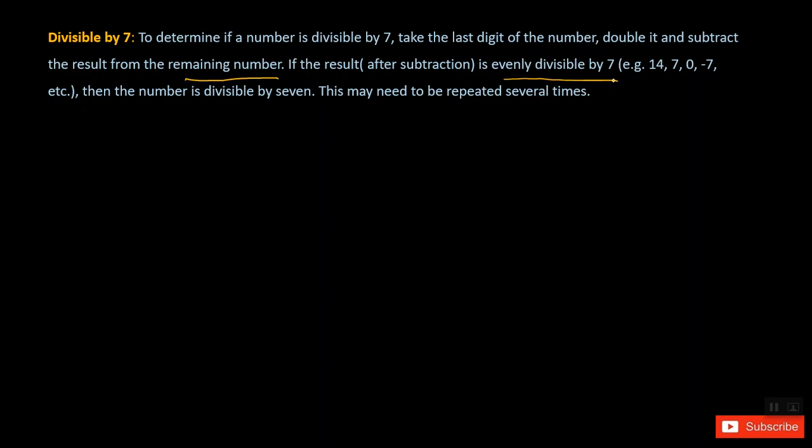Now let's take a simple example. Let's take 3101. Let's check whether this number is divisible by 7 or not. As per the rule, we take the last digit and double it, multiply by 2. I'm getting the result 2. This 2 I have to subtract from the remaining number, that is 310. If you do 310 minus 2, what happens? 308, right? Still I don't know whether 308 is divisible by 7 or not, so I have to repeat the same step.